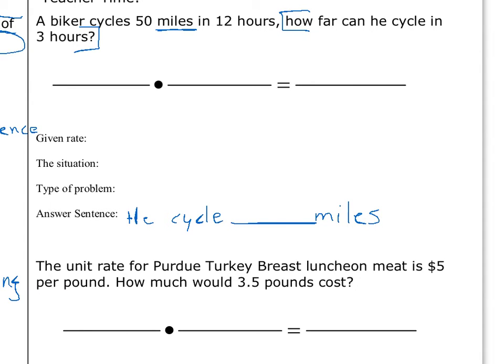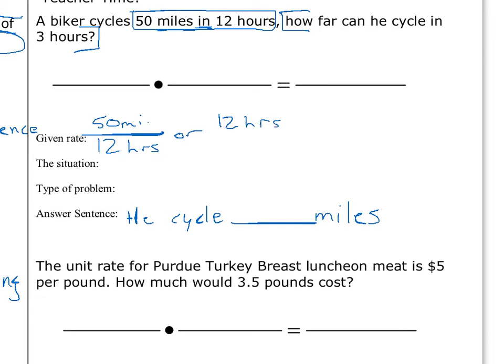And when I'm looking at this, I'm going to look back through. I see this relationship. This word in is kind of a helper here on this one. It draws our relationship between our miles and our hours for us. So that tells us our rate is 50 miles for 12 hours. Or we could say in 12 hours, he can go 50 miles. Both mean the same thing. One may be more useful than the other.